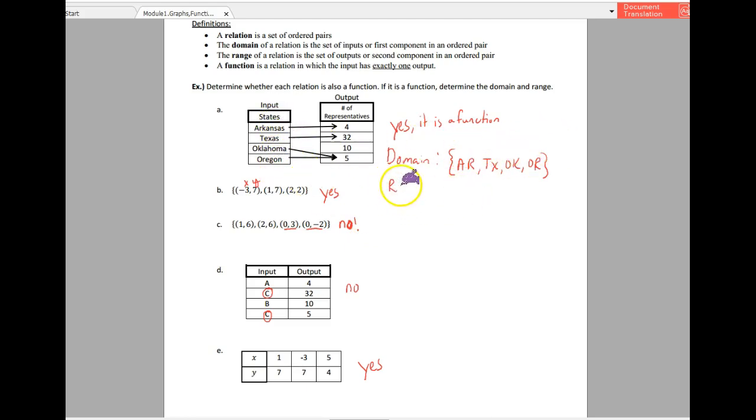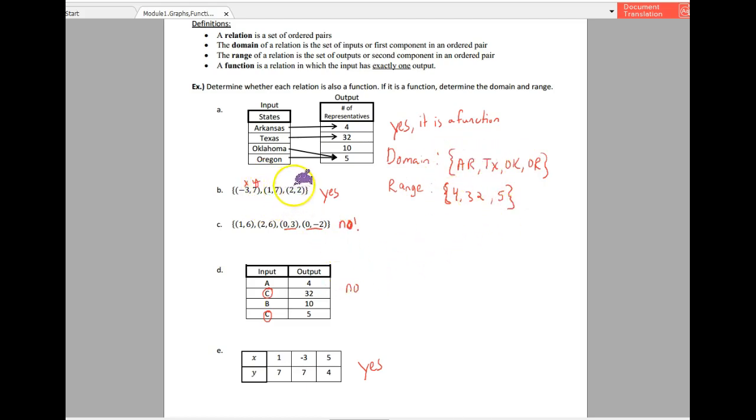The range is going to be the set of outputs, and it's only going to be the values that I actually use. So 4, 32. I didn't ever use 10. It's not part of my range. 5. Okay, so there's my set of inputs, my set of outputs, the domain and range.